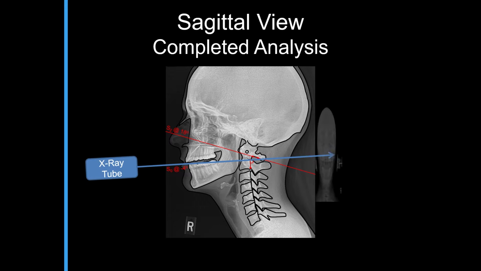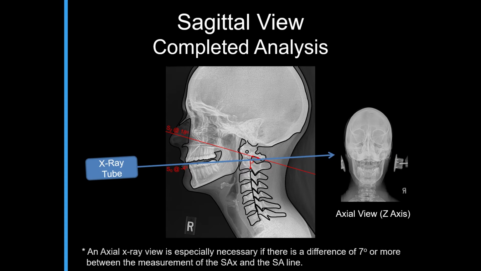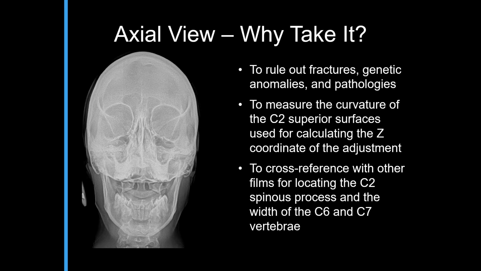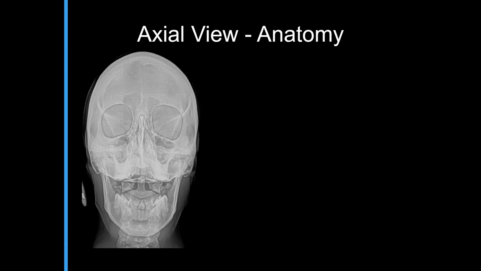All right. Completed analysis, so you come from here with the sagittal, and that lets you know how to take that axial view. Why we take it? Well, we've got to rule out the fractures and genetic anomalies and pathologies. But the main one is to measure the curvature of the C2 superior surface, and that, again, is used to calculate the z coordinate of the adjustment. To also cross-reference with other films for locating the C2 spinous process and the width of C7 and C6 vertebra.